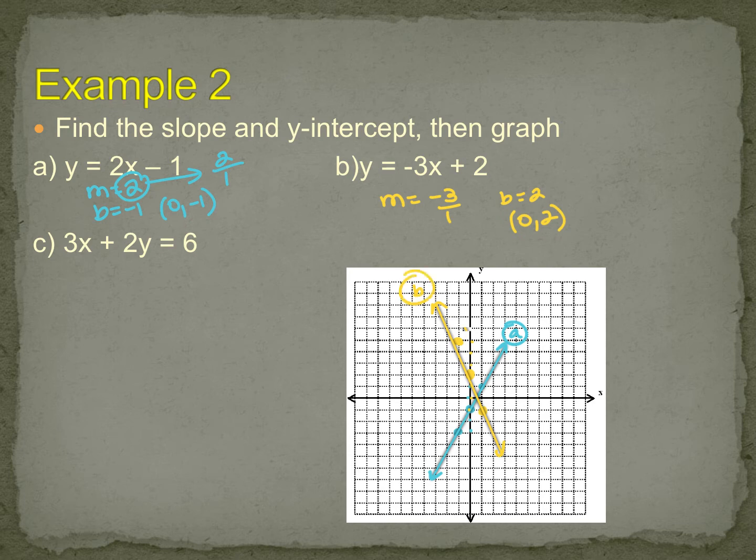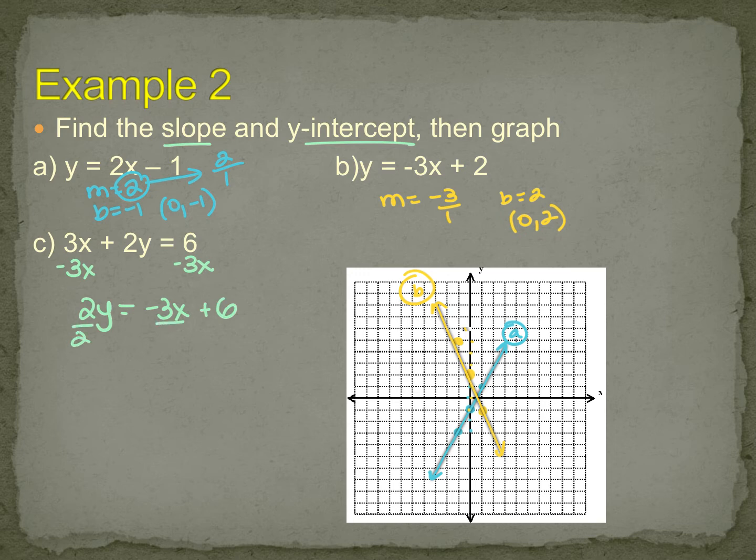Now C is in standard form. So I could find intercepts here. I could plug in zeros for the x and zeros for the y to get the x and y intercepts and connect them that way. But because it's already telling me I need to find the slope and the y-intercept, I might as well just move this into slope-intercept form. So I'm going to subtract the 3x. I get 2y equals negative 3x plus 6.